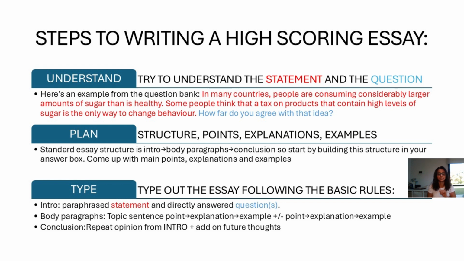Okay? Next, body paragraphs that immediately and relevantly relate to the statement and the answer that you gave in the introduction. It requires a topic sentence and then it needs to move on the same way. So, topic sentence for the whole paragraph, and then it's point, explanation, example. If you have a second point, point, explanation, example. Every single time. Do not move away from the structure of a formal essay. Okay? And then conclusion, you're going to repeat your opinion from the introduction and add on any future thoughts. So we've done the beginning and the middle. But what happens in the end?